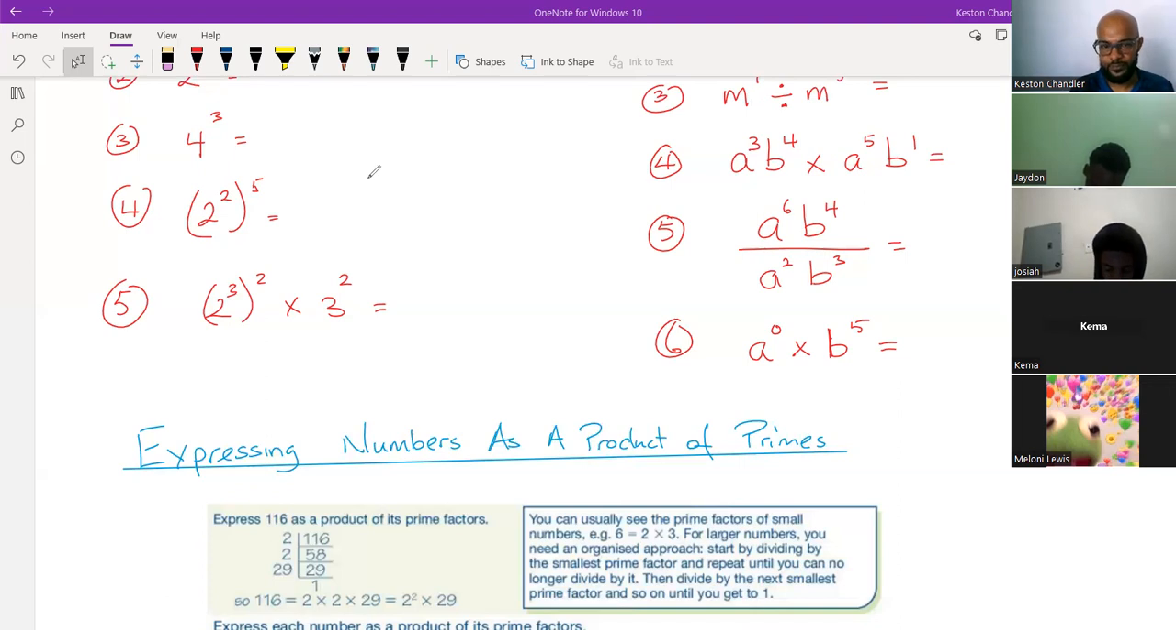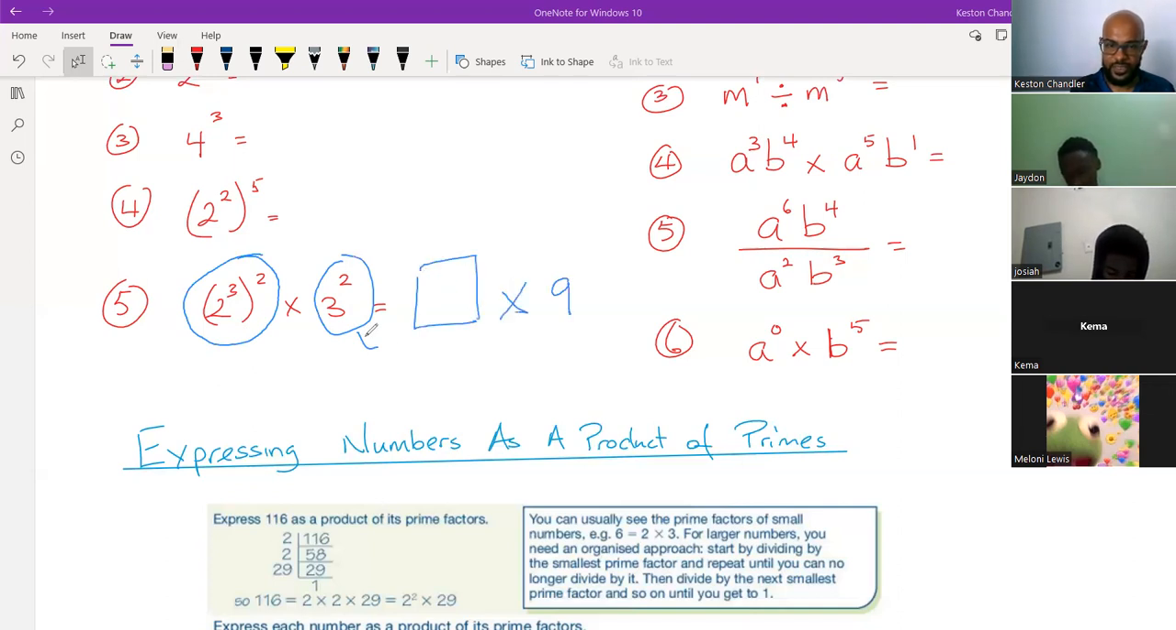We have this here, our power of our power, and this is just a normal 3 squared. I like to do easy things first, you get them out of the way fast. 3 squared is 9, so I'm going to put the 9 here. I need to figure out what's going to come on this side.